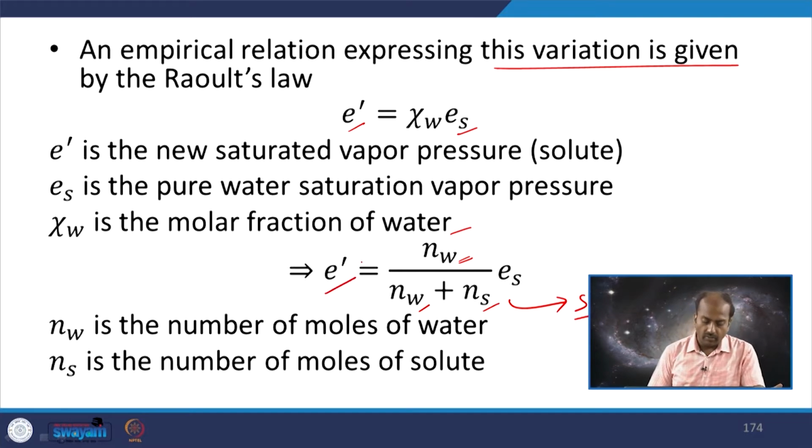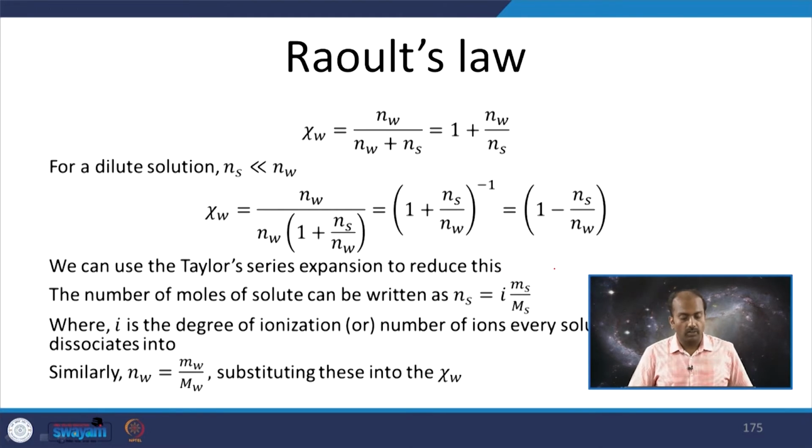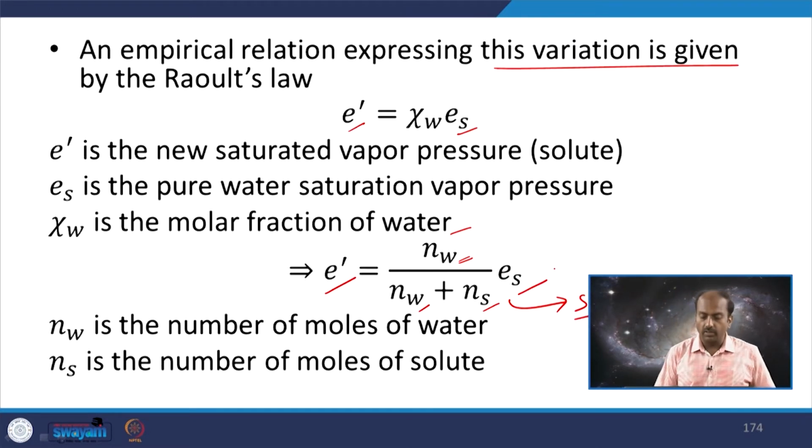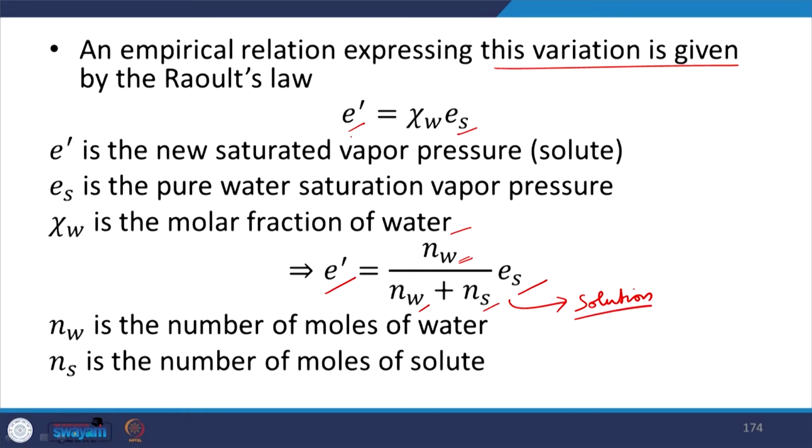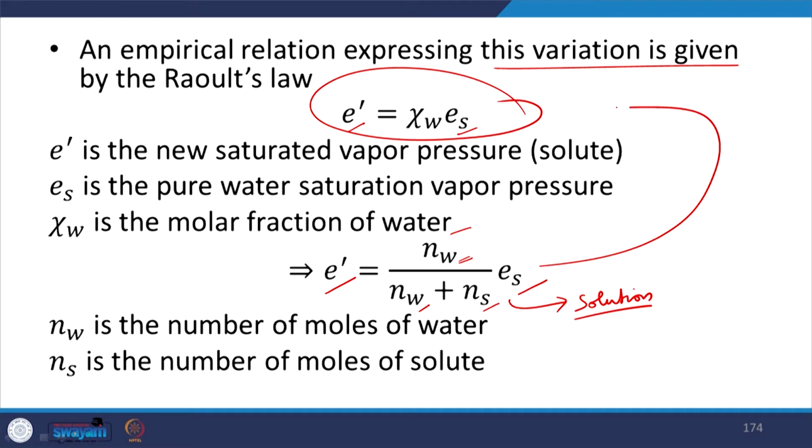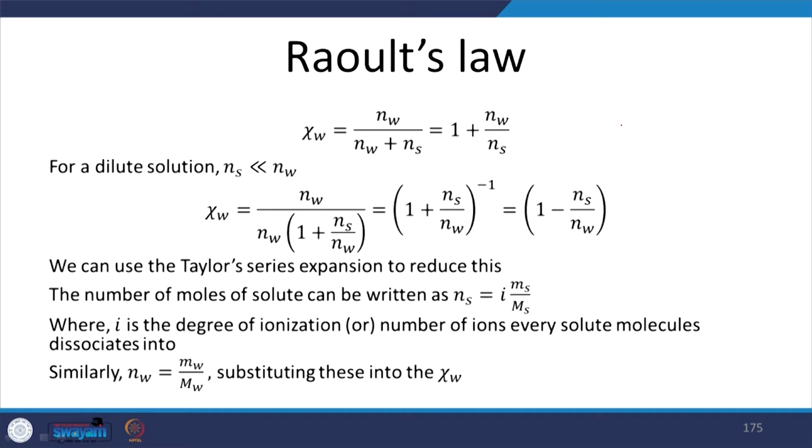So, this is the saturation vapor pressure in the presence of a solute, and this is in the absence of a solute, where NW is the number of moles of water, NS is the number of moles of solute, right. So, if we continue this, this is an empirical relation. So, this relation needs to be substituted with this, right. So, this is the Raoult's law.